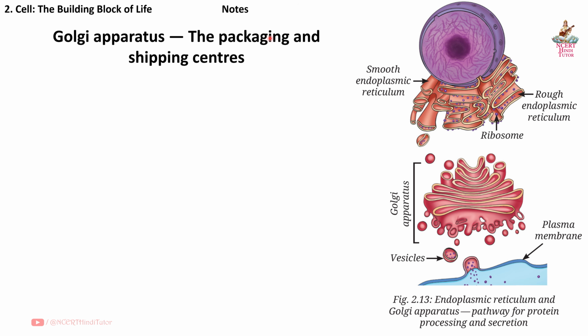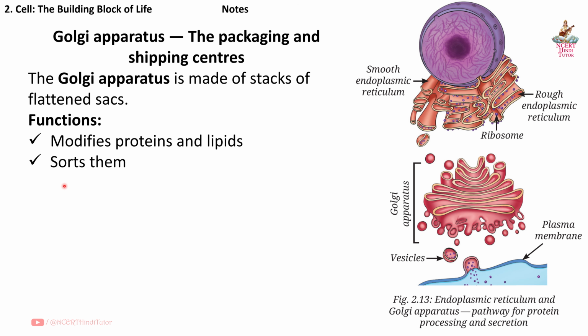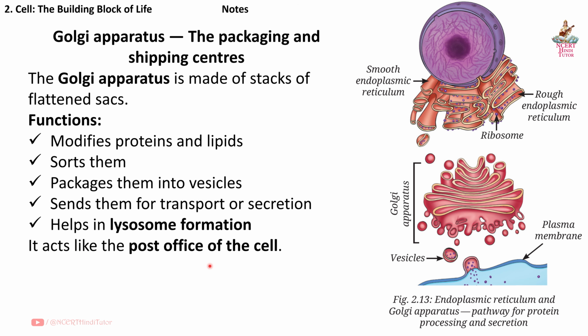Golgi apparatus, the packaging and shipping centers. The Golgi apparatus is made of stacks of flattened sacs like this. Functions: modifies proteins and lipids, sorts them, packages them into vesicles, sends them for transport or secretion, helps in lysosome formation. It acts like the post office of the cell. So friends, these are the vesicles.